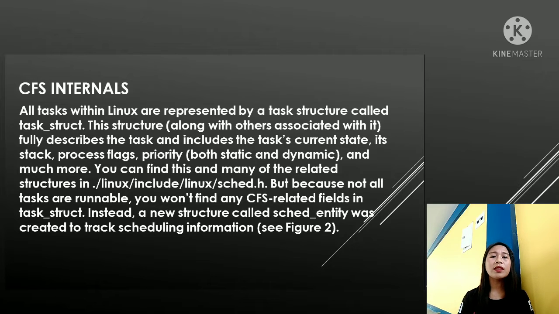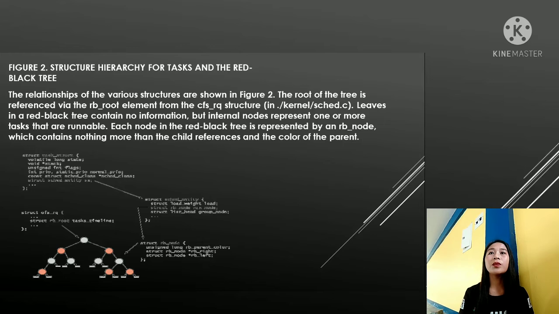But because not all tasks are runnable, you won't find any CFS-related fields in task_struct. Instead, a new structure called sched_entity was created to track scheduling information. See figure 2. So this is figure 2, the structure hierarchy for tasks and the red-black tree. The relationships of the various structures are shown in figure 2.